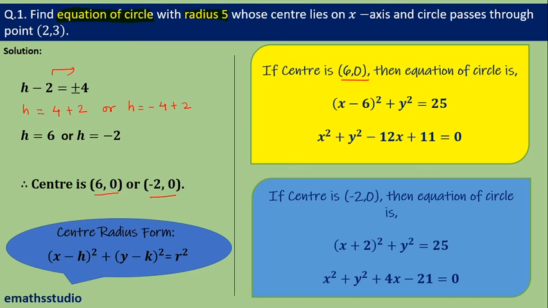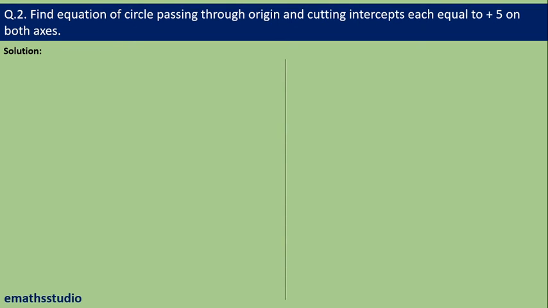Now I am covering one more question on the theory whatever we discussed in this particular lecture. So here is my next question. Question is, find equation of circle passing through origin and cutting intercepts each equal to +5 on both axes. So I start with the solution.